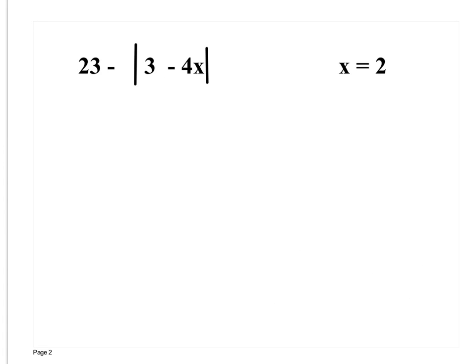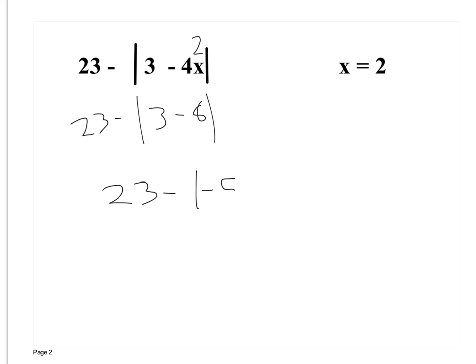Here is 23 minus the absolute value of 3 minus 4x, and x equals 2. First thing you do is replace x with 2. So I do that. What is 4 times 2? 8. So I have 3 minus 8. What is 3 minus 8? 5. Okay, it's not 5, it's negative 5.